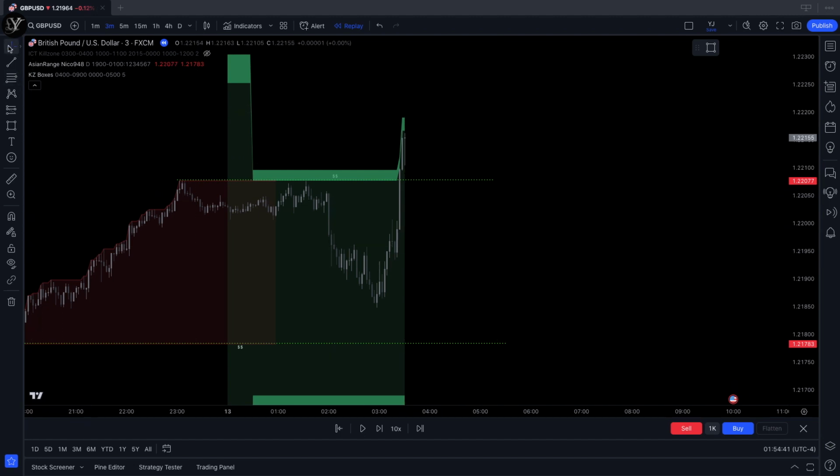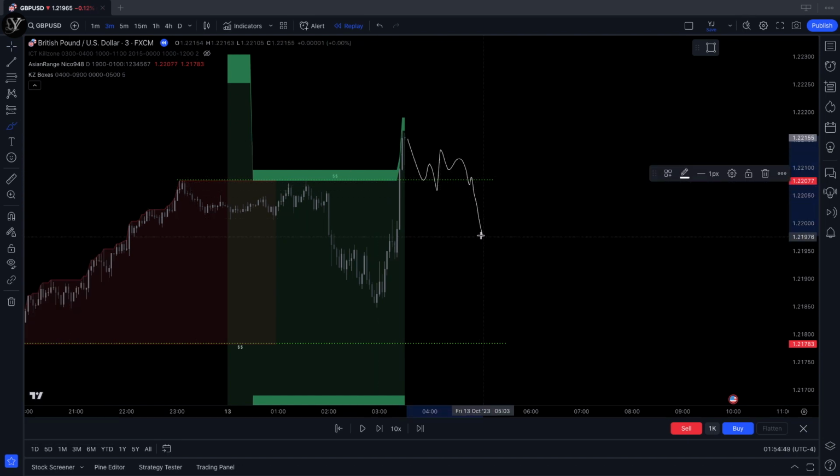So our trade will look something like this. Price will play out and then we're going to have a market structure shift to the downside. We'll mark it out like so. This will be our fair value gap. Price will retrace back to our fair value gap before continuing to the downside.